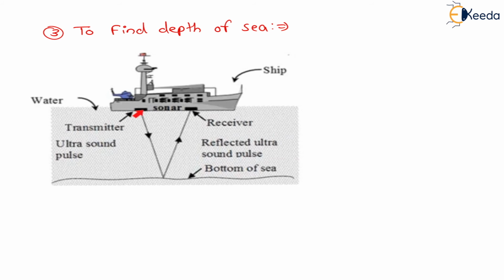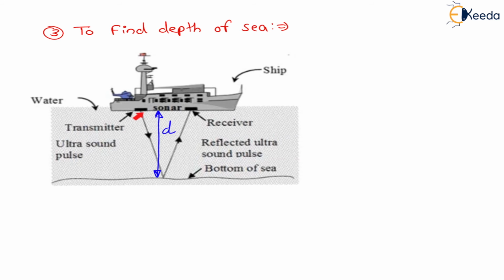Now here there will be a transmitter. The transmitter will emit ultrasonic sound waves in the direction of the bottom of the sea. These ultrasonic waves travel towards the bottom of the sea, and from the bottom they will get reflected back. These are reflected ultrasonic pulses, and there will be a receiver. Sonar means there is one transmitter and one receiver, right? These ultrasonic waves are received at the receiver. Now the depth, let us say the depth is d.